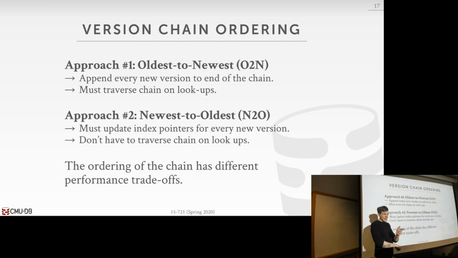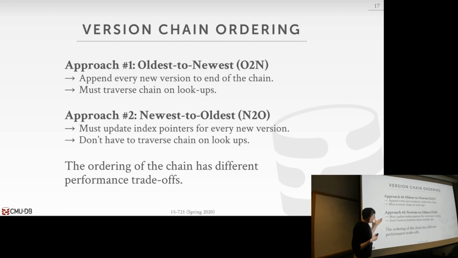Yes, you have to update the indexes. Update the indexes, correct. Again, we'll talk in a few more slides, but all the indexes are pointing to the head of the version chain. If for every single update the head of the version chain changes because it's newest to oldest, then I have to update all the indexes to point to the new version chain, right? And actually that's what Postgres does, and compared to MySQL, that's problematic.